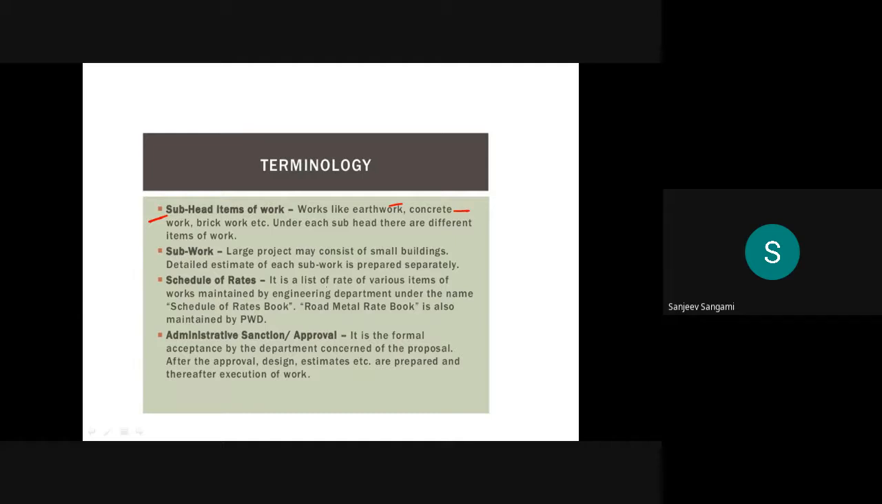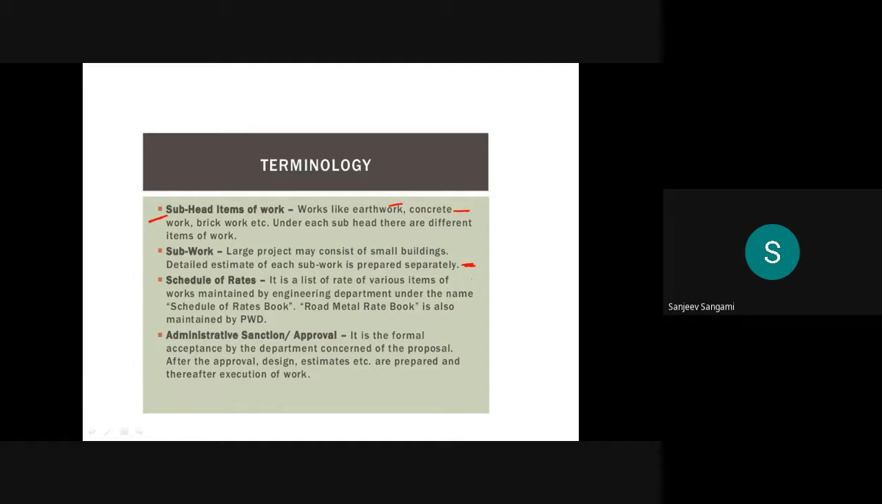Then sub work. Sub work stands for a large project that consists of small buildings. The detailed estimate of each sub work is prepared separately. See, whatever the work is, each work, for example, construction of a wall, is different. Normally you use it for large projects; for small projects you normally will not use it. Then, for example, flooring, again, is a kind of work. So you divide the whole project into separate sub works and give it.